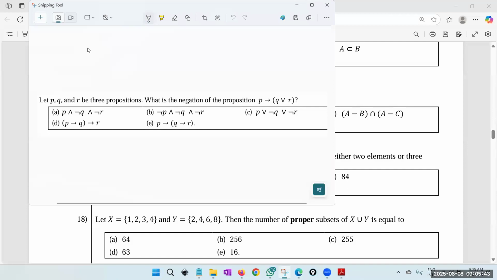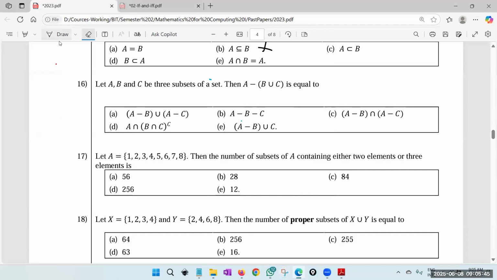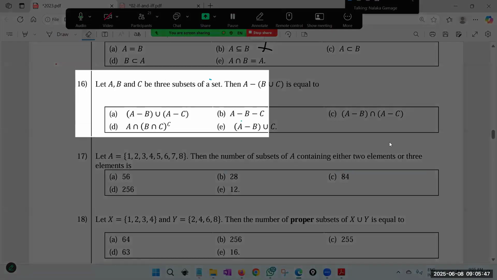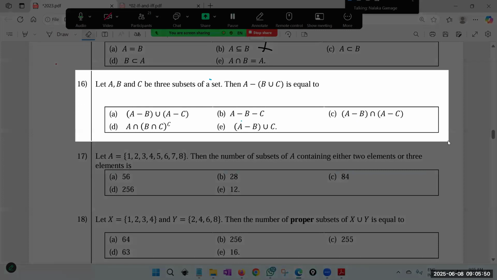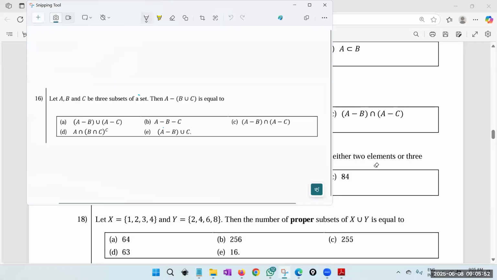Anyone? I like to get it from you guys. Maybe I'm wrong, right?